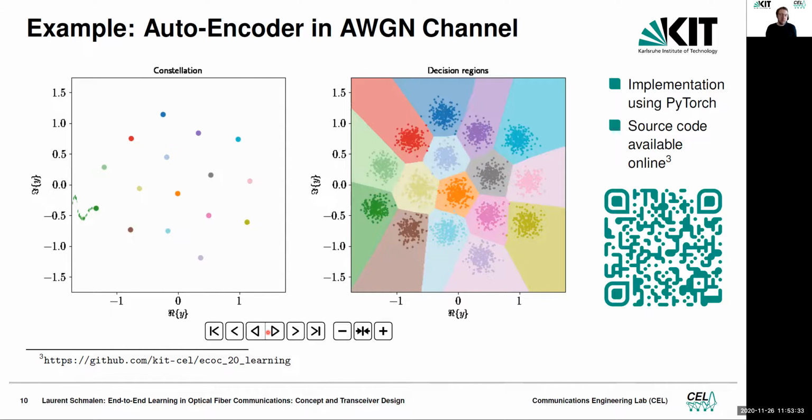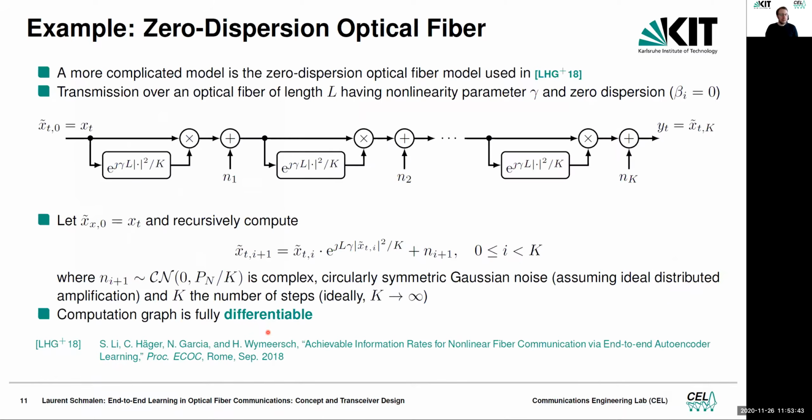The very nice thing about this is once you have this neural network at transmitter and receiver, you can just replace your channel model by something more complicated. For instance, in ECOC 2018, it has been proposed to use a zero-dispersion optical fiber model, where you have small steps of only nonlinearity followed by distributed noise. And we can just plug in this zero-dispersion channel model, which is a little bit far away from practice, but it's a very good thing to visualize.